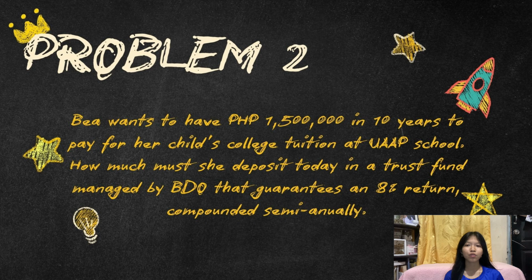For our second problem, Bea wants to have 1,500,000 in 10 years to pay for her child's college tuition at a UAAP school. How much must she deposit today in a trust fund managed by BDO that guarantees an 8% return compounded semi-annually?